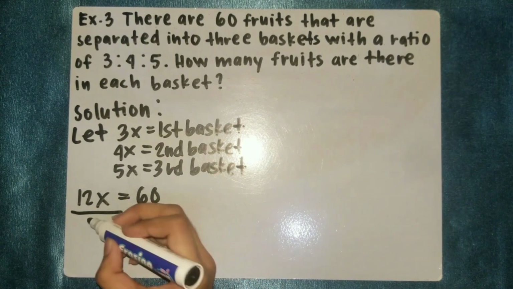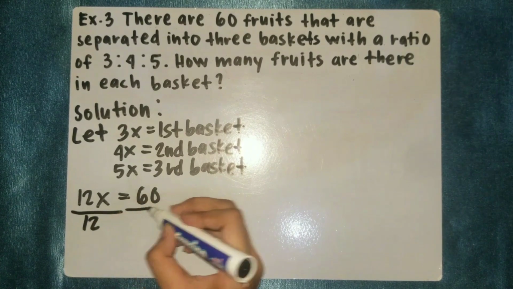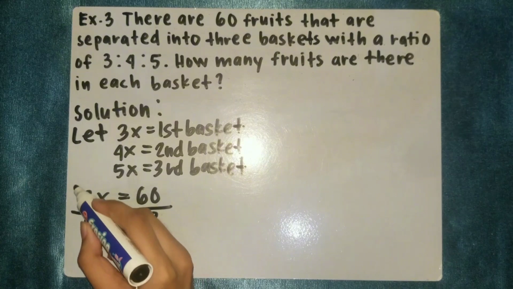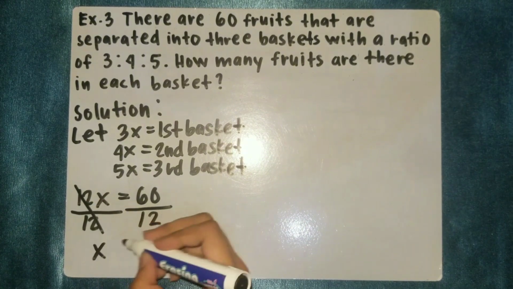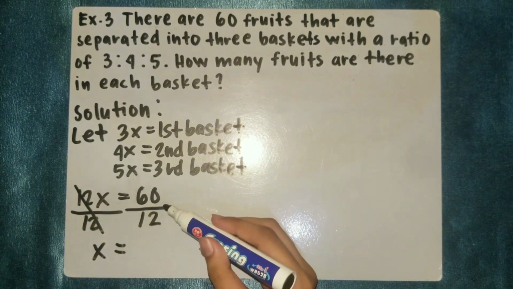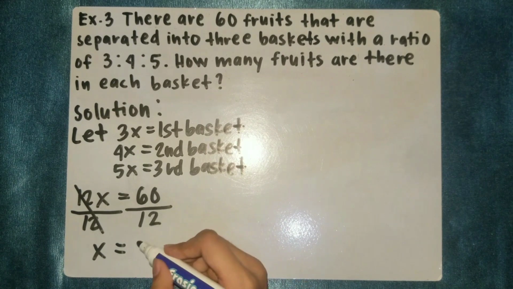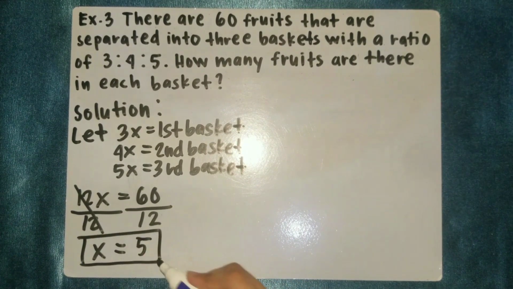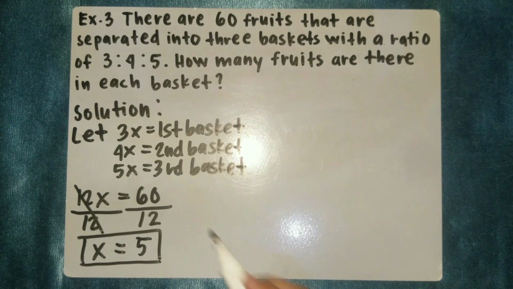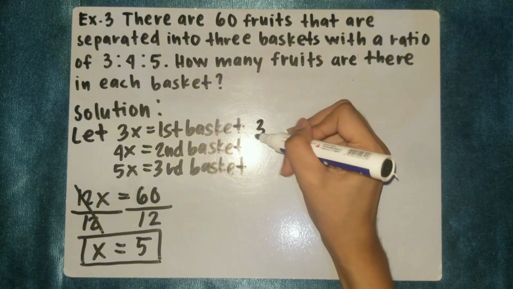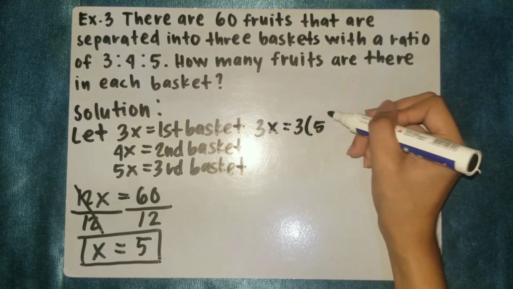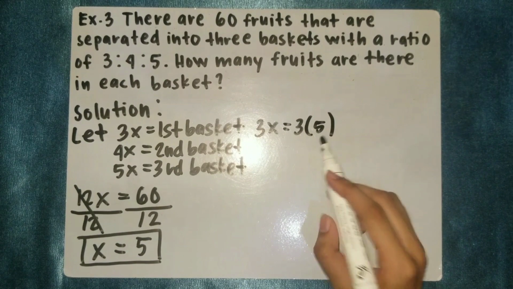To solve for x, let's divide 12 by both sides. 12x divided by 12, cancel, x na lang yung matitira. Equal 60 divided by 12 equal 5. So ito na ngayon yung value ng ating x. Let's go now in substituting. 3x equal 3 times 5. So ito yung value ng ating x.